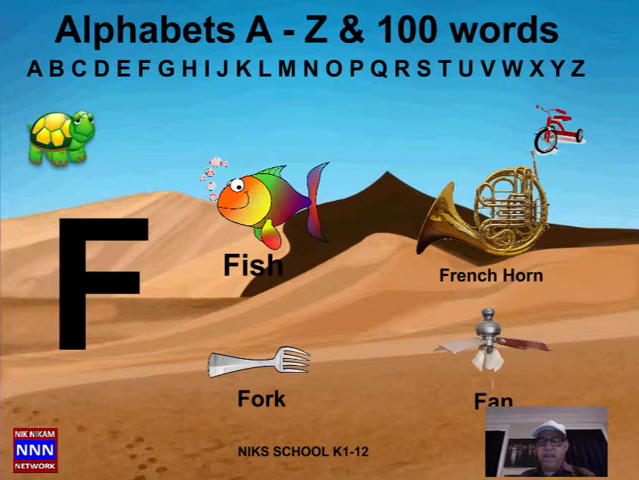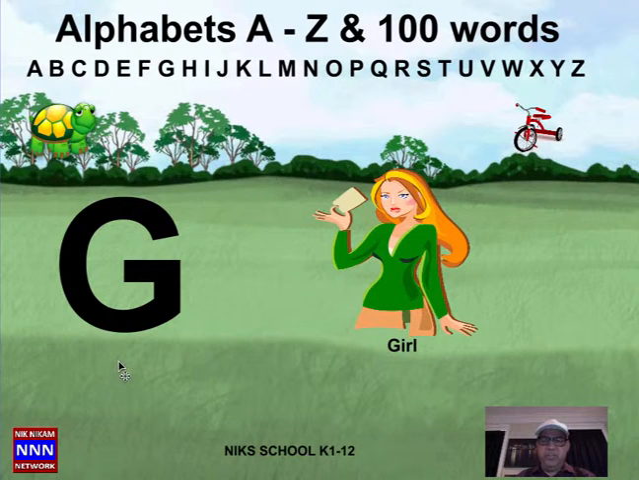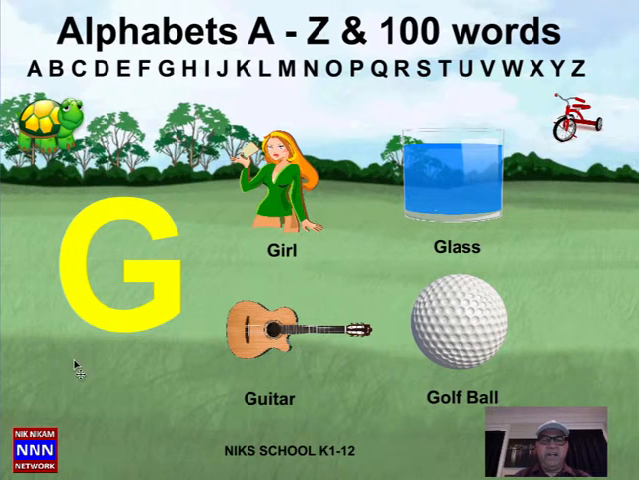So that's a fan. And all these words, fish, French horn, fork, and fan all start with the letter what? F. You guessed it, the letter F. Okay, let's go to the next letter now. G. G. And here's, well, who is this? This is a girl. So, G for girl. G is pronounced as G. Girl. Let's look at some more examples for letter G.